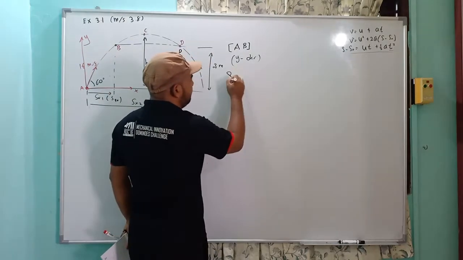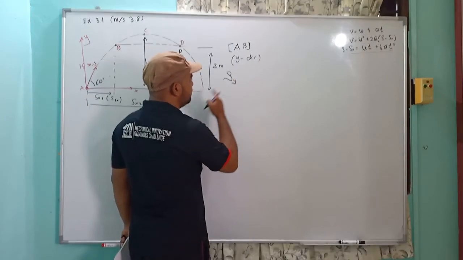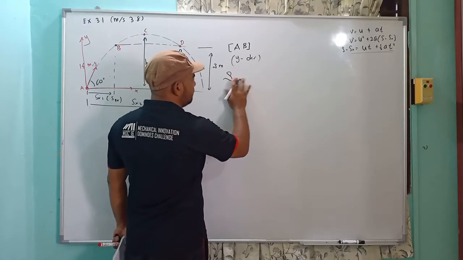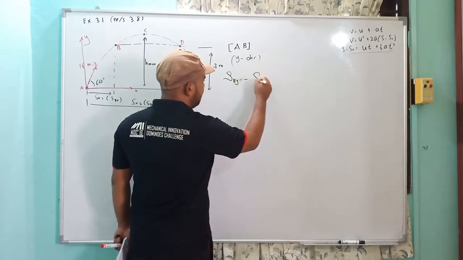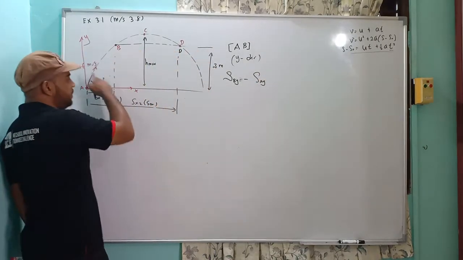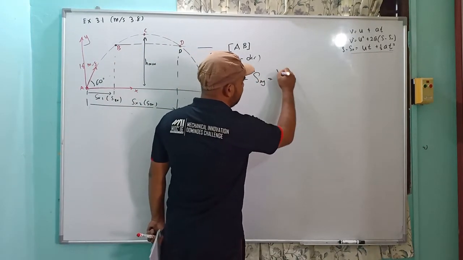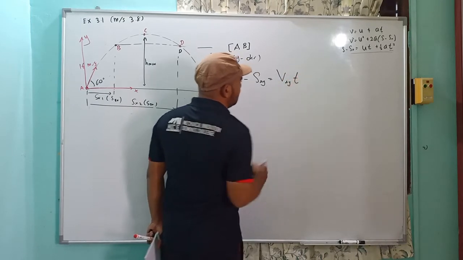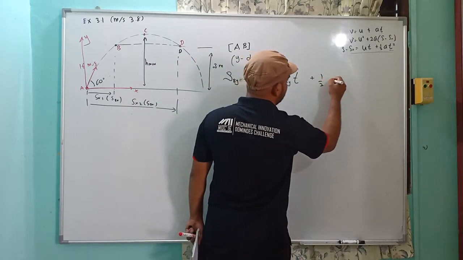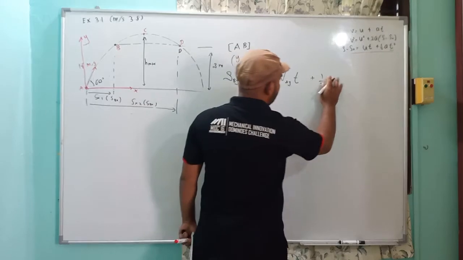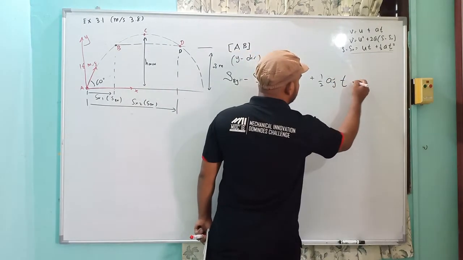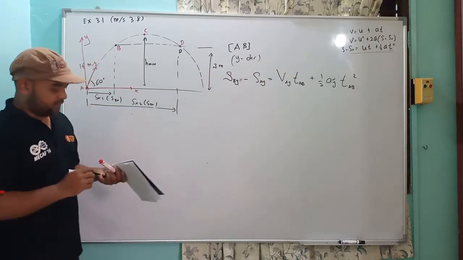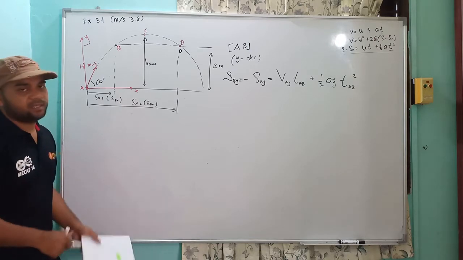We have Sy, which is Sy from point A to B, which is Sby minus Say, in between A and B, equal to u initial, so Va in y direction, t plus half Ay, t from A to B squared, from A to B. Okay, so that's the equation.